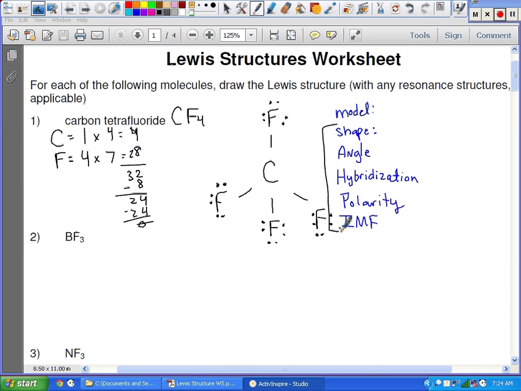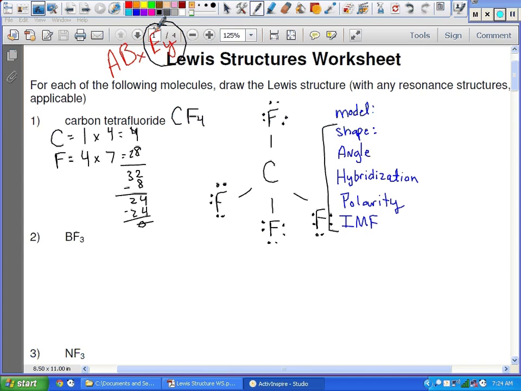So, what is this model? Well, remember, it's the A, B, X, and E, Y model. Again, we may not have this E. That's only for a certain case. And so what does A stand for?